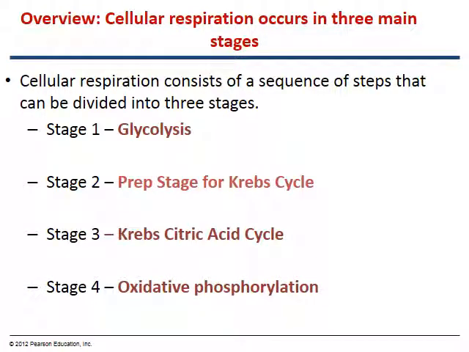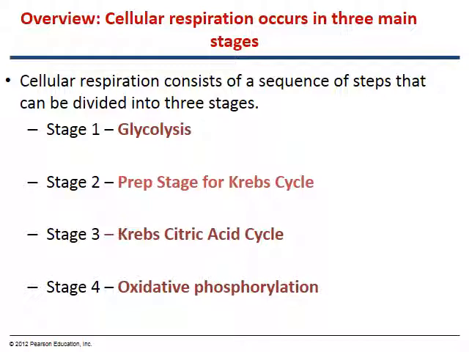Cellular respiration is chunked into different stages. The first stage is called glycolysis, and then stage 2 and 3 really do happen together, but they are broken down into two separate stages. Stage 2 is the prep stage for the Krebs cycle, and then stage 3 is the Krebs cycle, or the Krebs citric acid cycle.